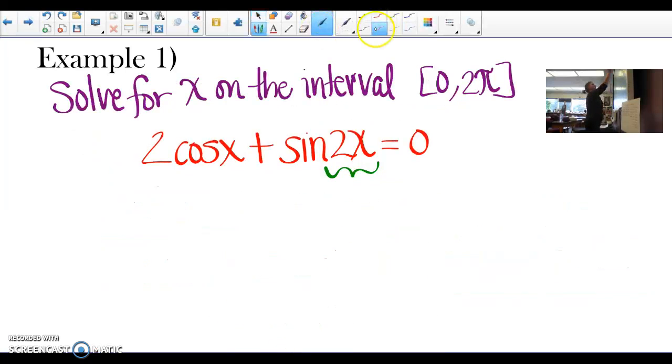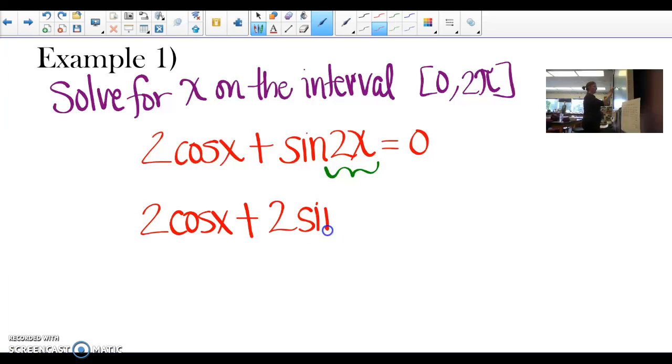So here we go. We're going to leave the 2 cosine of x as it is, plus 2 sine of x cosine of x. This is just an identity that I'm using. This whole expression right here is identical to 2 sine x cosine of x. All right, so then what we want to do is look at this. This is now going back into lesson 5.3, solving equations that don't have double angles in them.